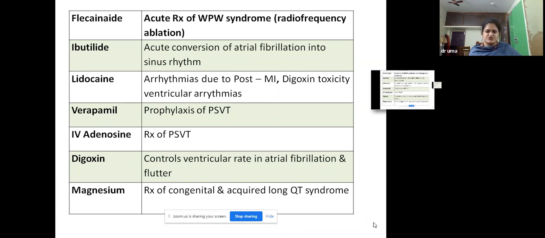Ibutilide is used for the conversion of atrial fibrillation into sinus rhythm. Lignocaine is used in ventricular arrhythmias due to digoxin toxicity and also post-MI. Verapamil is used for the prophylaxis of PSVT. Adenosine is mainly used for the treatment of PSVT. Digoxin, we have already said, is used in atrial fibrillation and flutter. It controls the ventricular rate in both cases. And magnesium is used in the treatment of congenital and acute long QT syndrome.